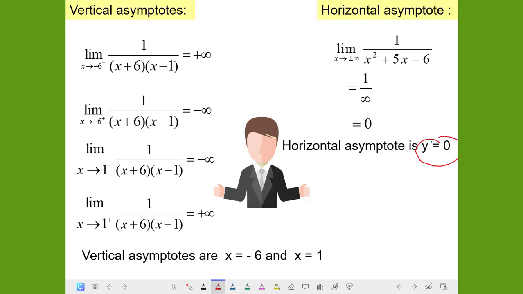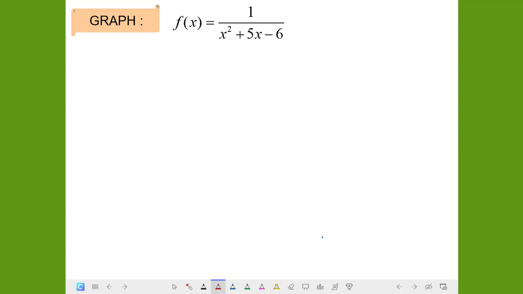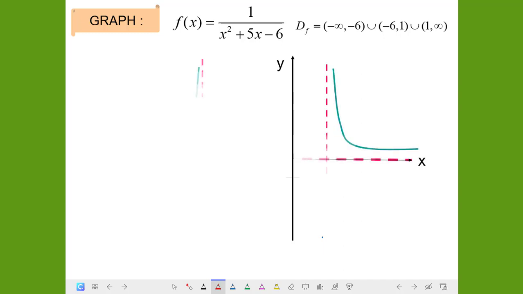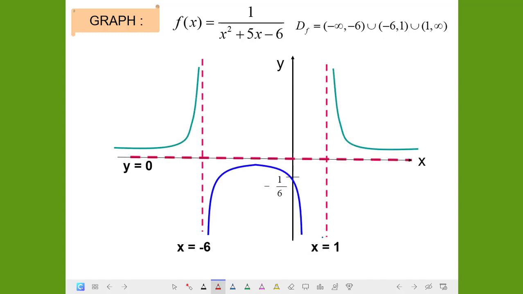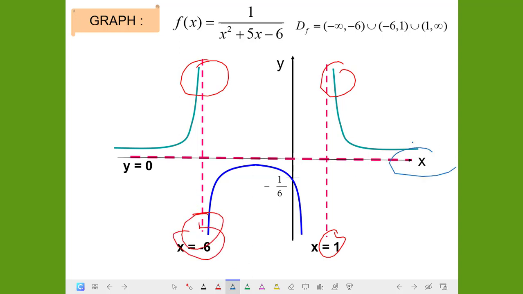Horizontal asymptote y equals 0, vertical asymptotes x equals negative 6 and x equals 1. So this graph, just for you, you can imagine the graph. Okay, this is the graph. This one is a vertical asymptote, and this one is a vertical asymptote. This is the horizontal asymptote. The line is like this.